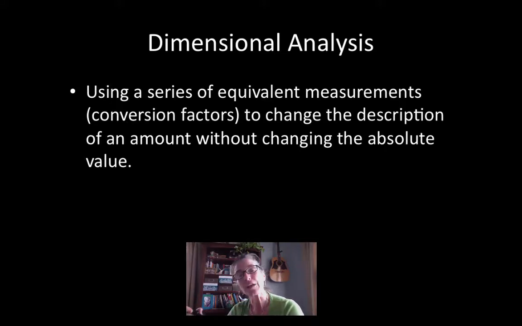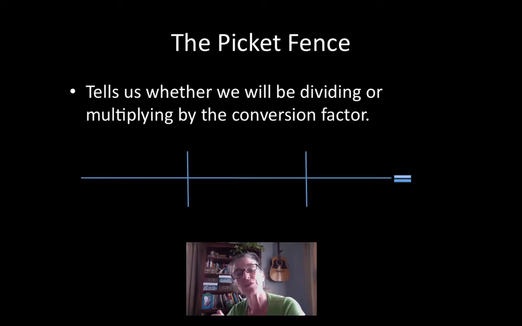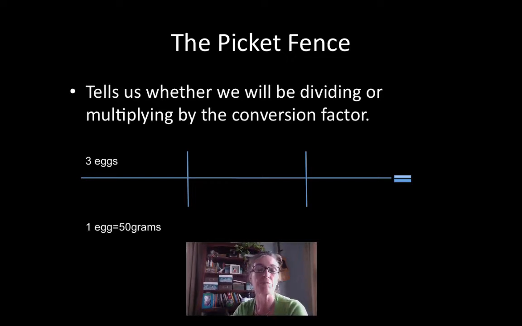So what we're going to be doing, these conversions are basically dimensional analyses. I'm going to use a series of equivalent measurements as conversion factors to change the description of an amount without changing the absolute value. The tool that I'm going to be using to do this is called the picket fence. This picket fence will be helping us to determine, once we put in our conversion factors, if we're going to be multiplying or dividing by those conversion factors.